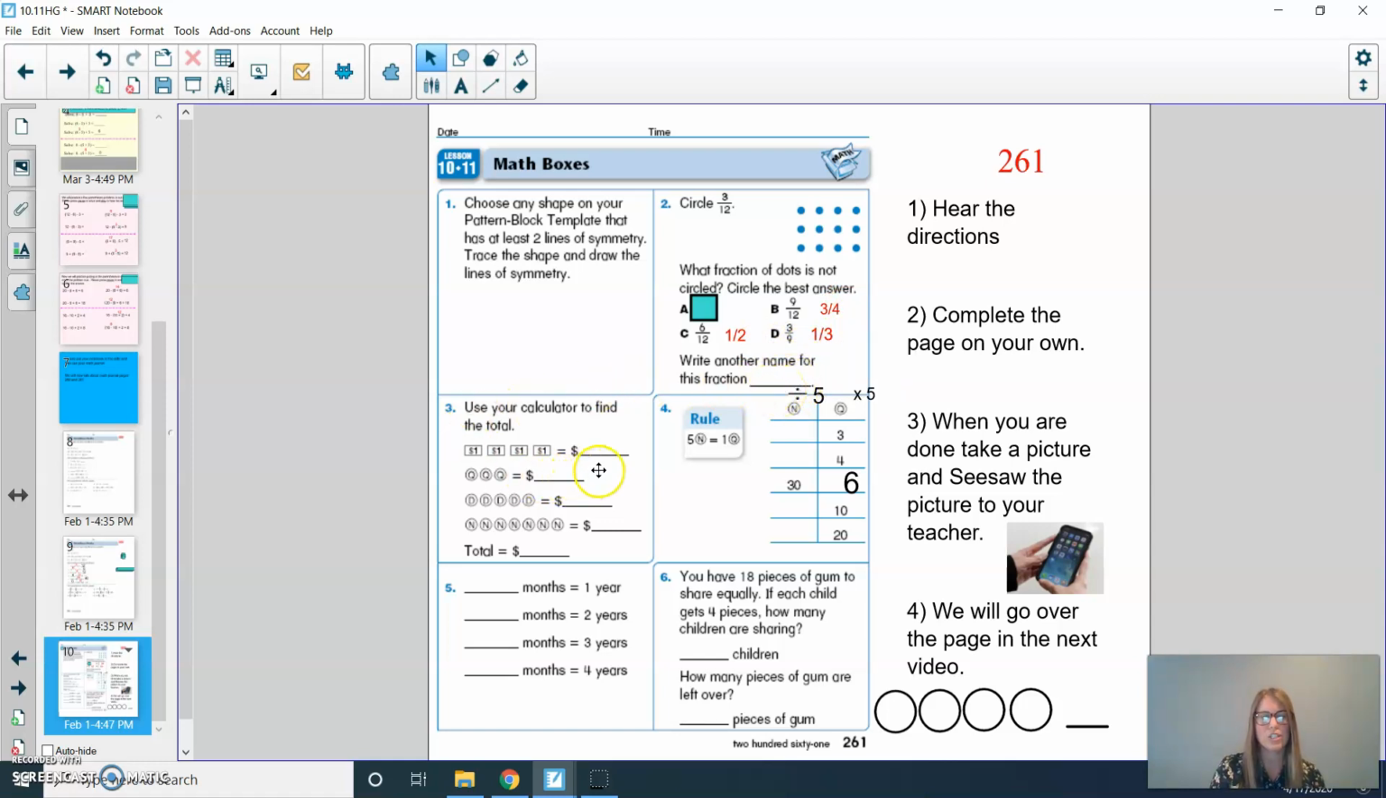For question 3, there's 2 parts. I first want you to add up the different 4 amounts, and then after you write the amounts, you can use your calculator to find the total of all for question 3.